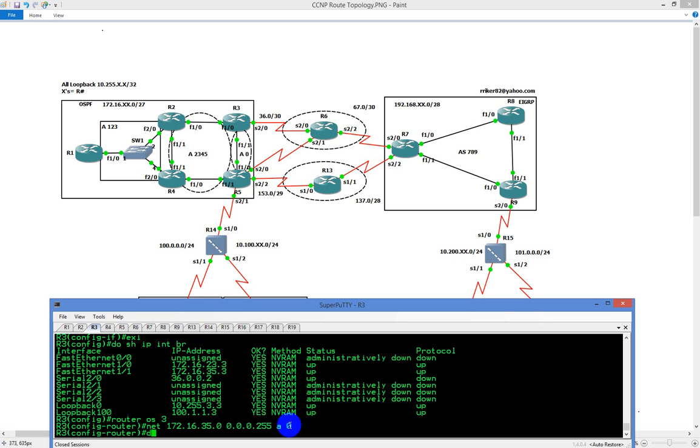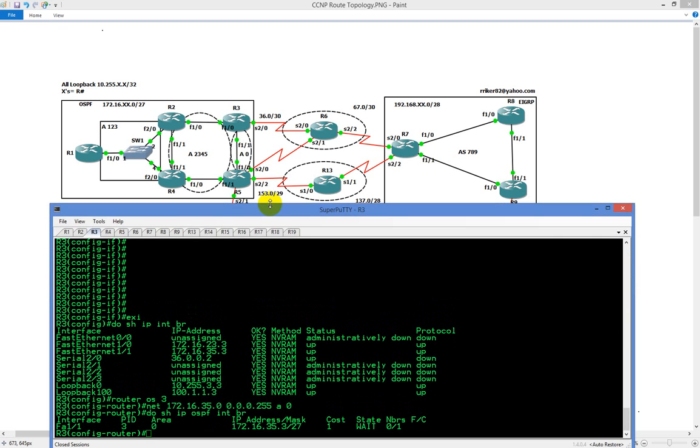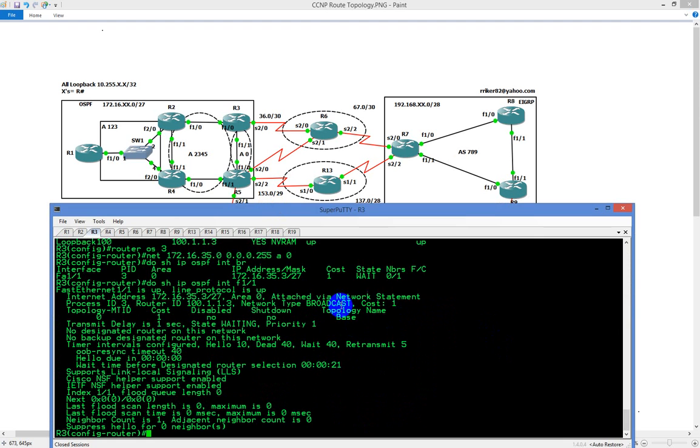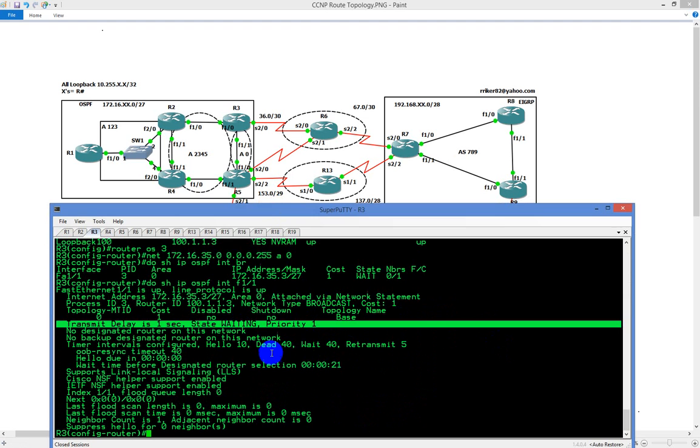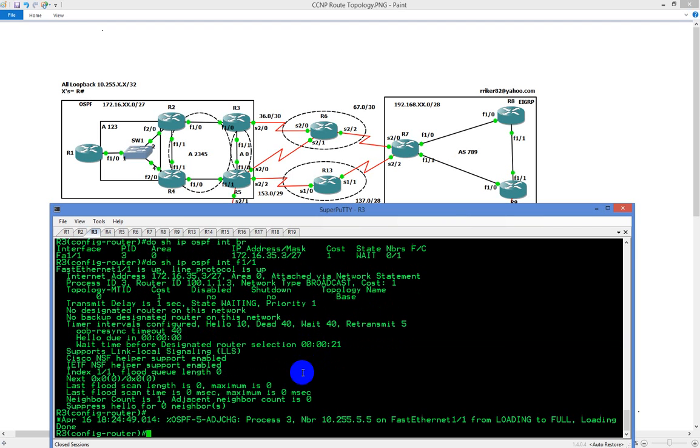Now when I hit enter, it's going to take up to 40 seconds for this to appear. Do show ip ospf interface brief. Let me bring this up a little bit and explain this in more detail. Interface Fast 1/1. What this is telling us is that we are in the wait timer. That's why it says we're in waiting right here. What we're actually waiting to do is determine who is going to become the DR on the link. That's what this wait timer is for. Now, there are ways to disable this and to tweak it, but I'm not going to get into that in this series.